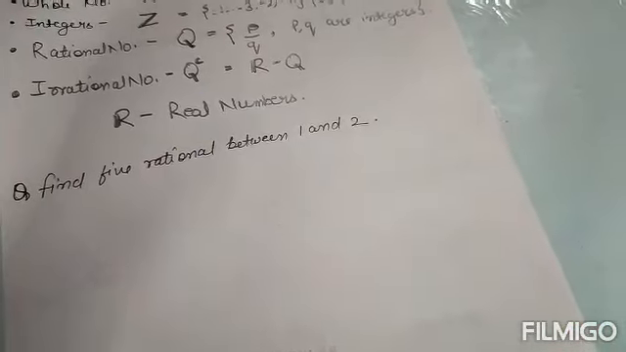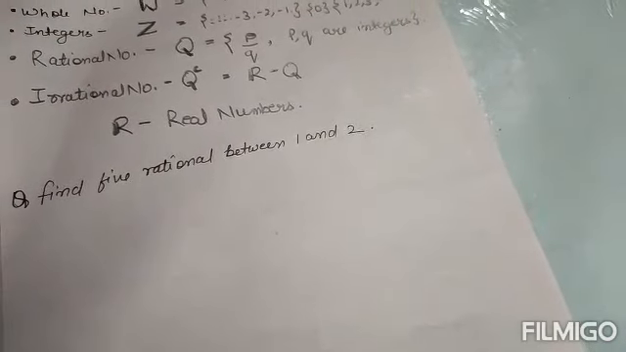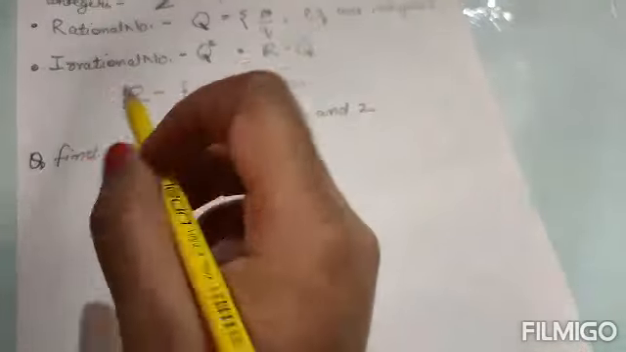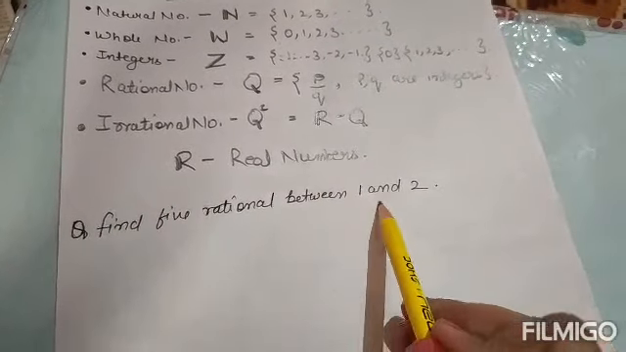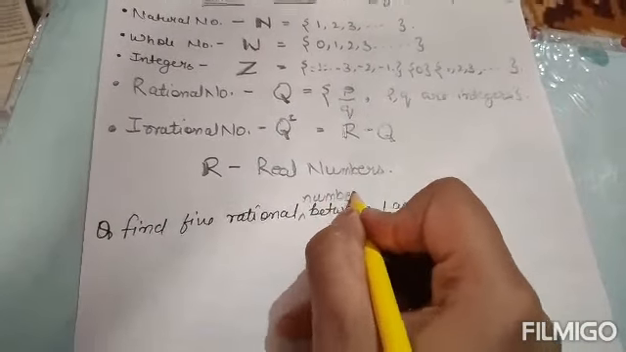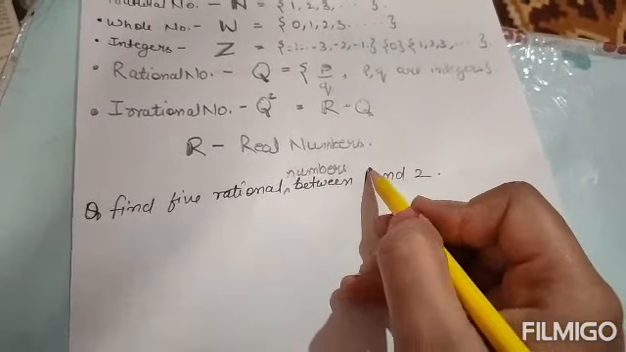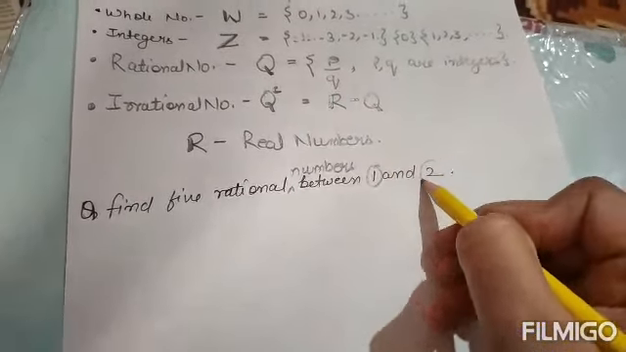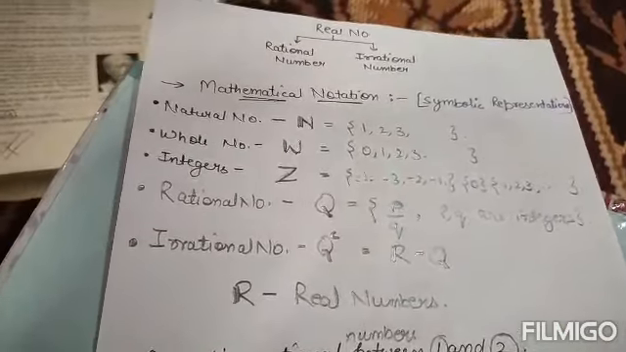Now I am done with the introduction of the chapter and you all have got a quick recap of the chapter, now we will start with further exercises of the chapter. So let's start with a question. Find 5 rational numbers between 1 and 2. Before starting this question, we will understand it with some concept.